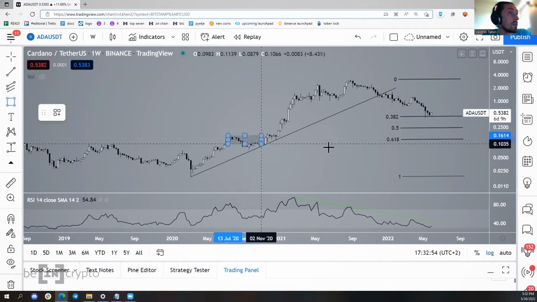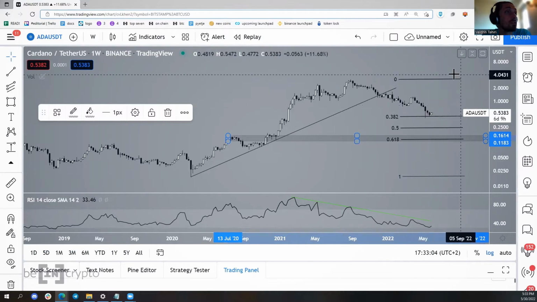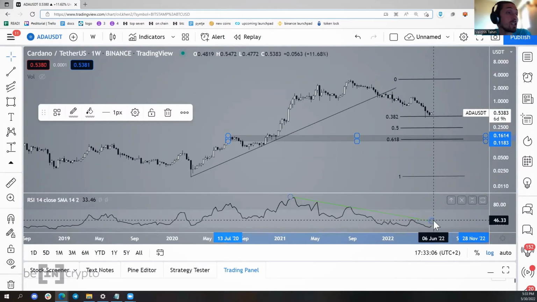And now the main support area, if it gets there, would be here actually, because there's strong horizontal support here and strong fib support, but that's a long way down, so it should give some type of bounce even if it eventually gets there.